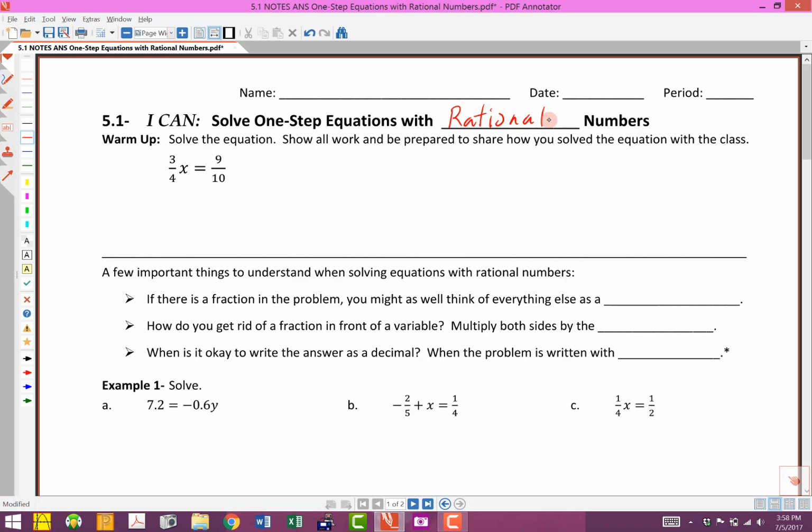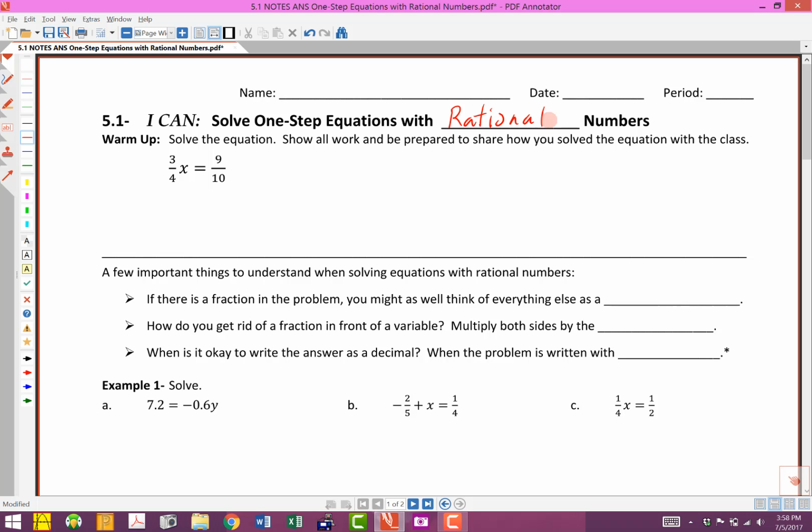now we're going to go back and review how we solve equations, but this time instead of always having equations that have integers in them and only integer answers, remember positive and negative whole numbers including zero, we're going to have equations that have fractions in them, decimals in them. The answers might be fractions and decimals.